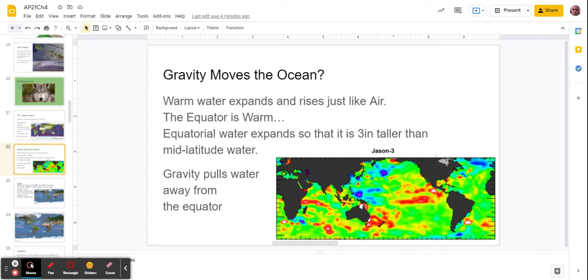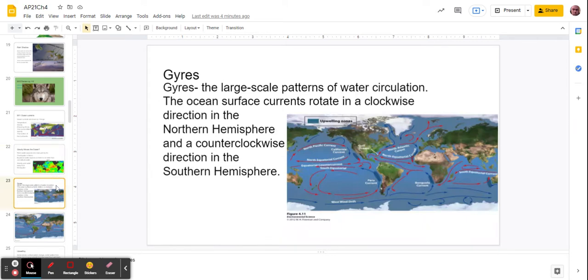So you see the surface temperature anomalies. But check it out. The equator, when the water gets warm, is 3 inches taller than the mid-latitudes. Mid-latitudes would be more like where we are. And so, of course, gravity pulls water away from the equator. Because it's up higher. That's a whole potential energy stuff. So you get that pulling away from the equator, and you end up getting this thing called gyres.